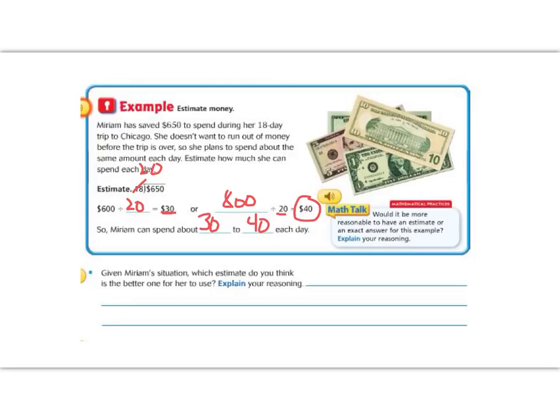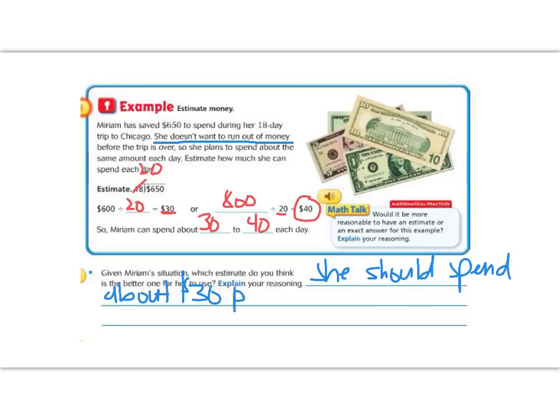Now let's read underneath. It says, given Miriam's situation, which estimate do you think is a better one for her to use? Well, I think the important part is that she wants to make sure she doesn't run out of money. If she spends $40 each day, that was our high estimate, she's going to run out of money. So we want to pick her low estimate because it's okay to have a little bit of extra money. Maybe she could spend that on a day or two, but she can't spend $40 every single day. She'll run out. So our reasoning is that she should spend about $30 per day, so she won't run out. Great job.